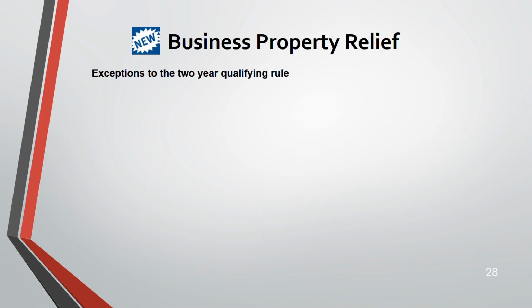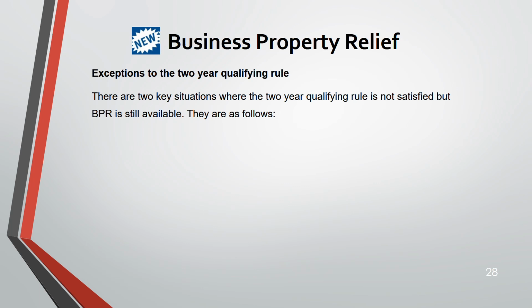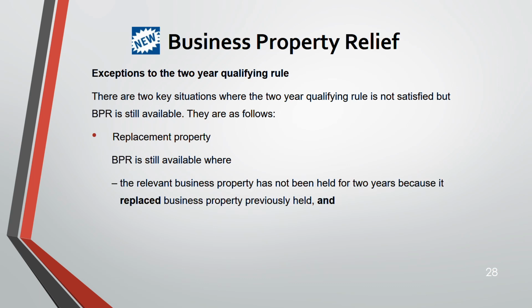But there are exceptions to this 2 year qualifying rule. There are two key situations where, even if the 2 year qualifying rule is not satisfied, BPR is still available. First situation, replacement property. Here BPR is still available if the business property was not held for 2 years because it was replaced by another business property previously held.